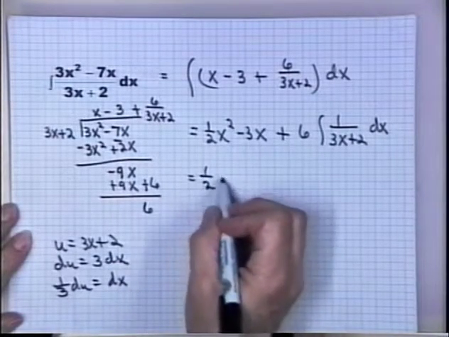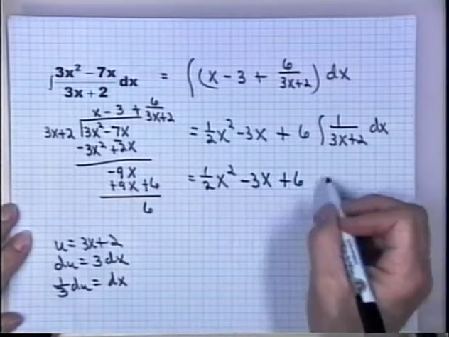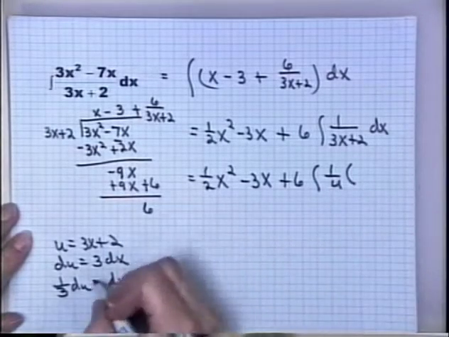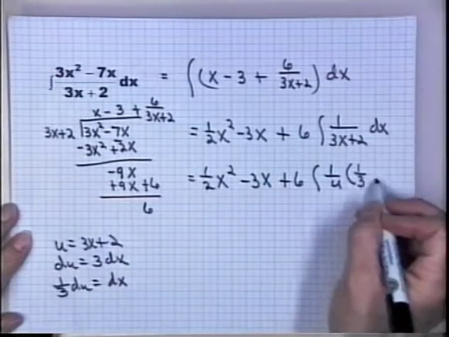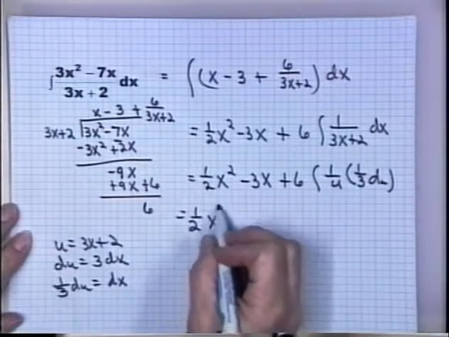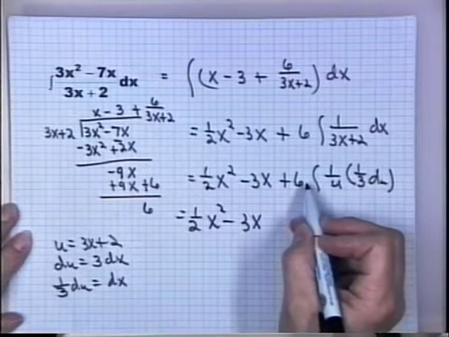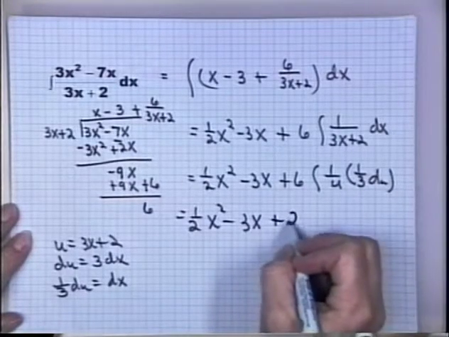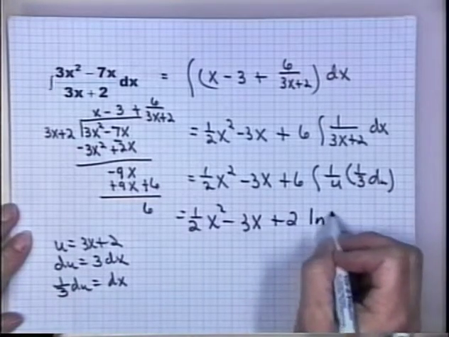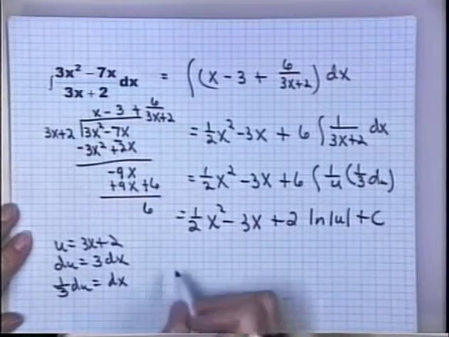So let's bring this part of our answer down. 1/2 x squared minus 3x. Going to bring down our 6. This is 1 over u. dx is 1/3 du. So I have 1/2 x squared minus 3x. If you bring your 1/3 out here with that 6, 6 times 1/3 is a what? It's a 2. And the antiderivative of 1 over u with respect to u is the natural log of absolute value u. We'll put on our plus c.